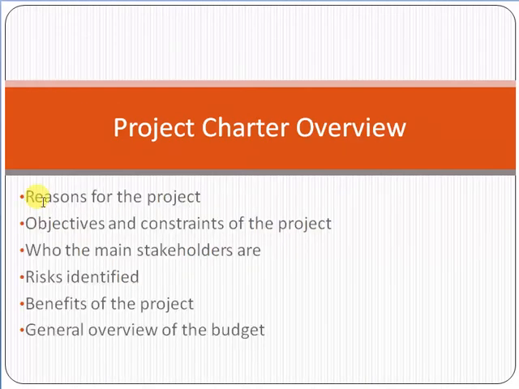So now we will see how we will make the project charter, what the ingredients are, and what the content of a project charter is. Guys, first of all, what is the reason for the project, why are we initiating it? For example, there could be some social need, business need, or environmental need, due to which we have to start a project.